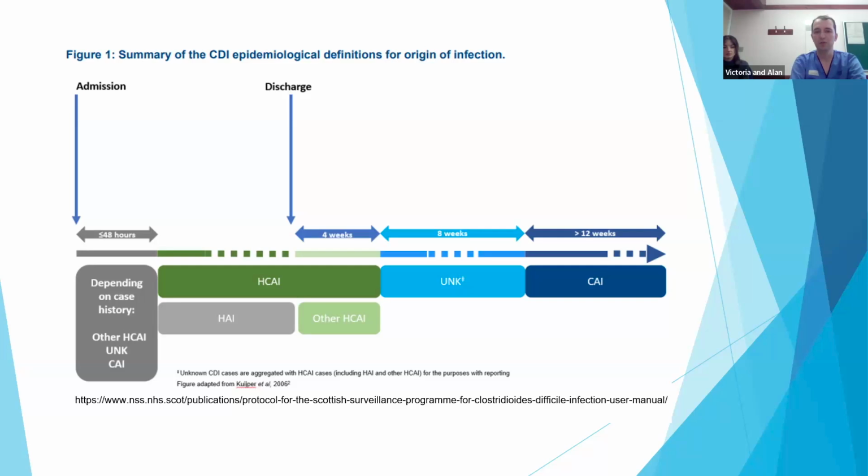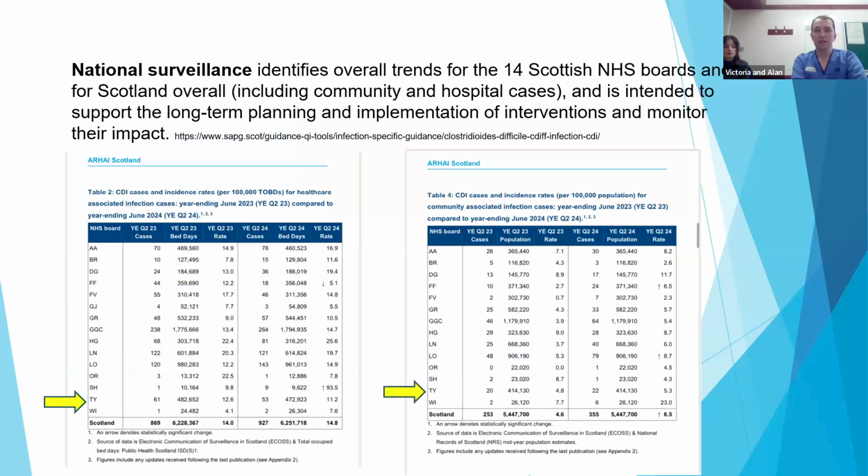As you can see, there's the three. They fall into the four different categories. So national surveillance, these are kind of simplified into healthcare associated, which kind of covers the unknown ones as well as the hospital associated and community. So the left-hand slide is healthcare associated infection, and this compares last year's and this year's data.